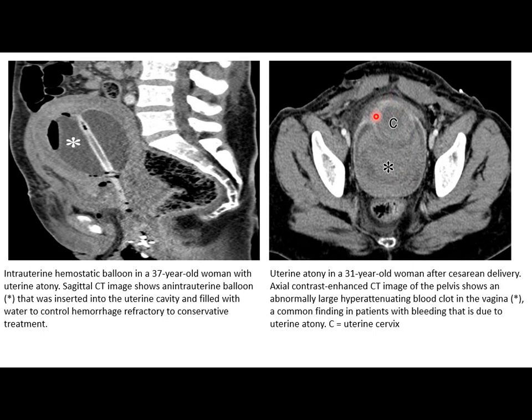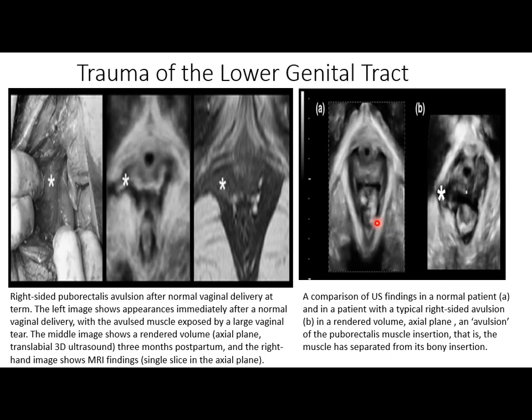and this is the cervix. This is the vagina, and this is the cervix, with presence of blood within the vagina due to continuous bleeding. And trauma to the genital tract, either due to instrumentation or due to extended labor. For example, this is a gross photo of trauma with puborectalis avulsion.